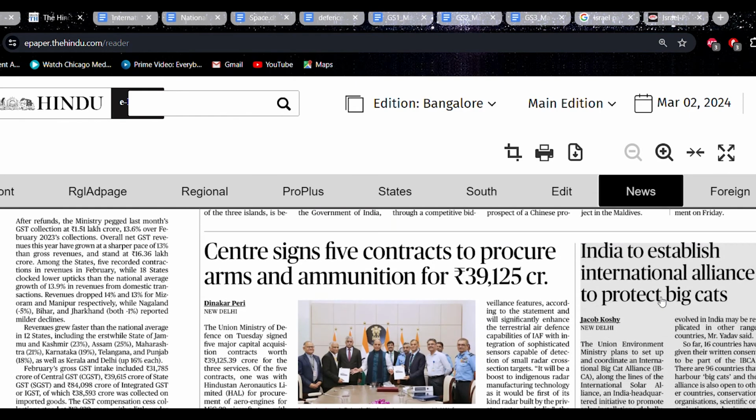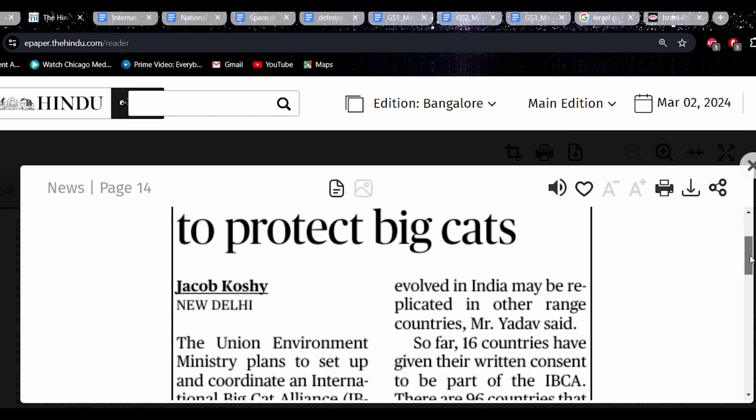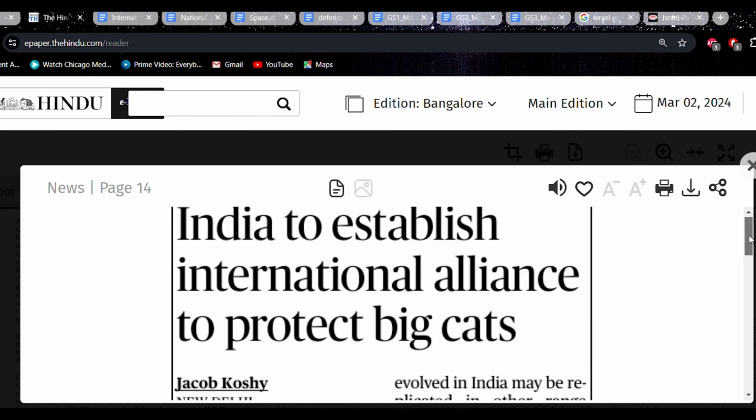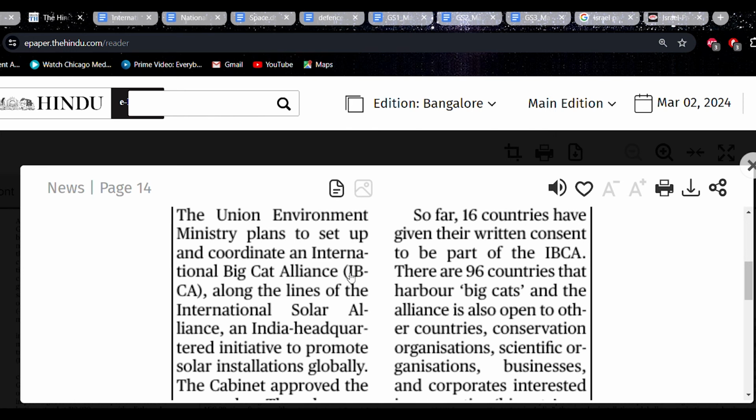Similarly, you can just go through this and understand which is important. Say, India to establish international alliance to protect the big cats. See, this is important. It comes under GS paper 3 under environment. And also see, International Big Cat Alliance. For prelims perspective, they can ask a question about this.